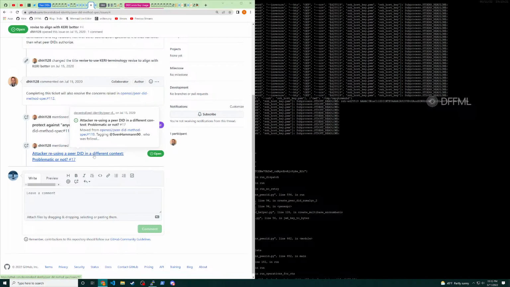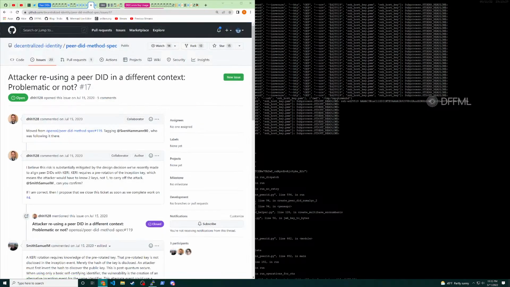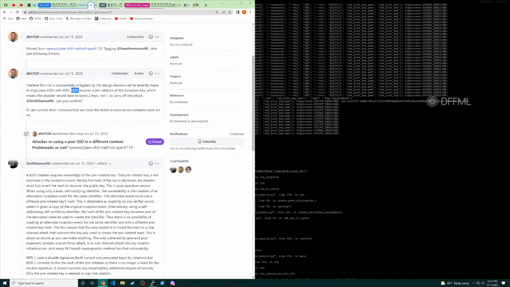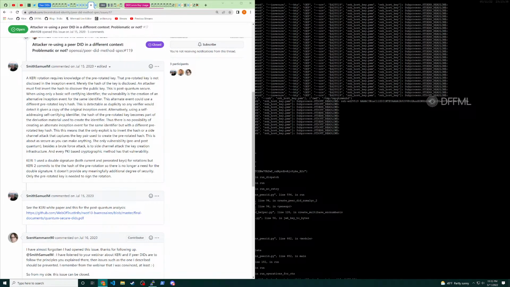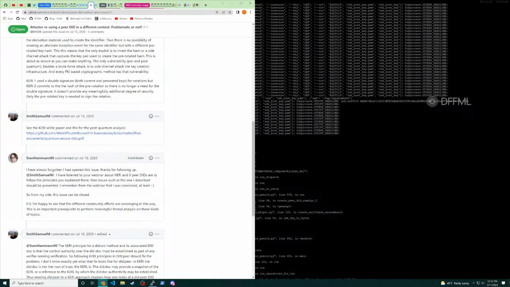Reusing a pure DID in a different context. KERI requires pre-rotation. Quantum security IDs.